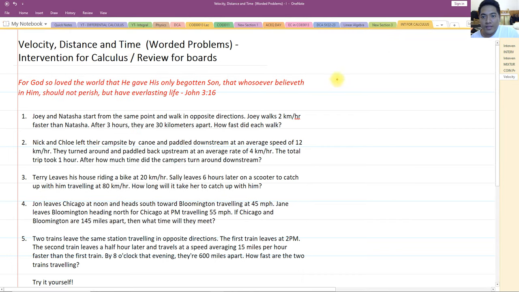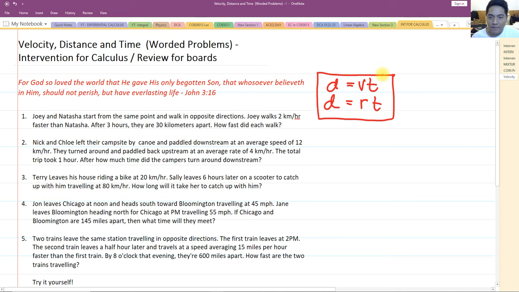For this topic, we are going to just recall the basic formula that distance equals velocity times time, or it can be the rate times the time, the rate at which a particle, a person, or a vehicle moves. That's the velocity. So we recall this formula where d is the distance, r or v is the velocity, and t is the time. This relates the three basic parameters of velocity, distance, and time.